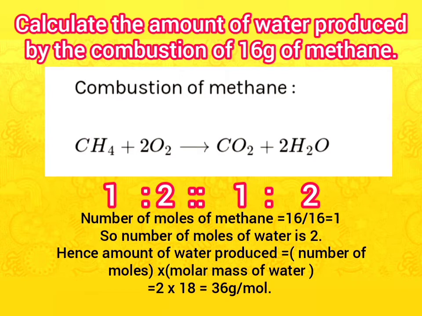The next step is to find the number of moles of methane as per the details given in the question. The number of moles of methane is given by mass of methane divided by molar mass of methane, that is 16 by 16, which is equal to 1. Now we know that if 1 mole of methane undergoes combustion, according to the balanced chemical equation, 2 moles of water should be produced. So the number of moles of water produced here is 2. From the number of moles of water, it is very easy to find the amount of water produced. It is given by number of moles of water times molar mass of water, that is 2 times 18, and the answer is 36 gram per mole.